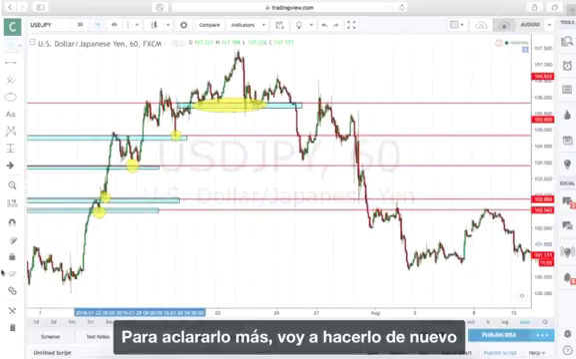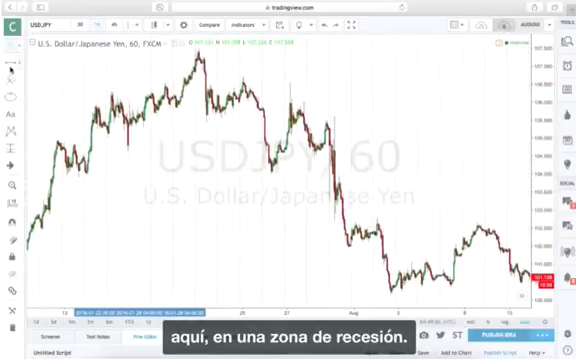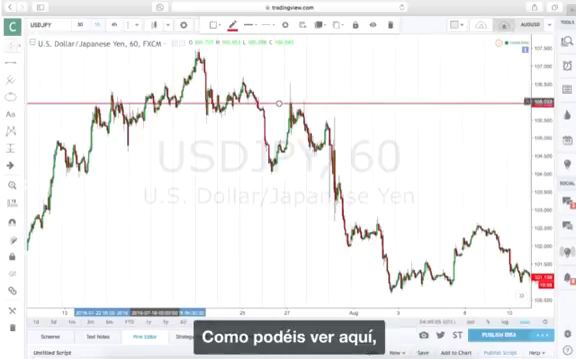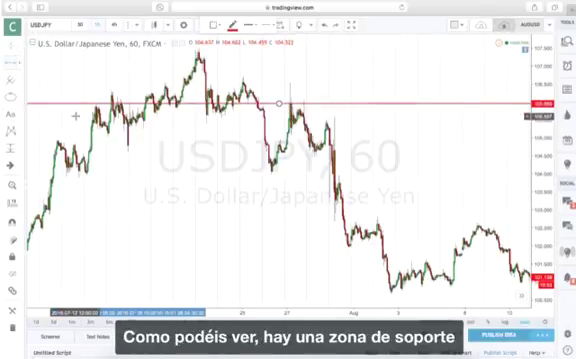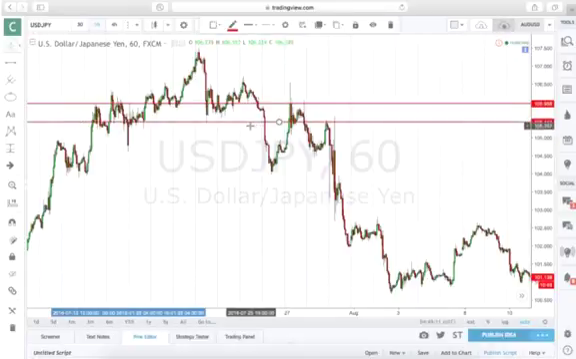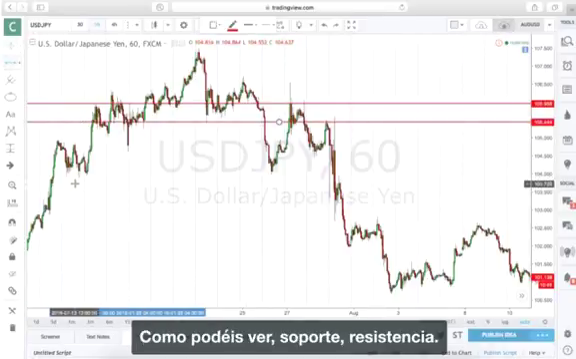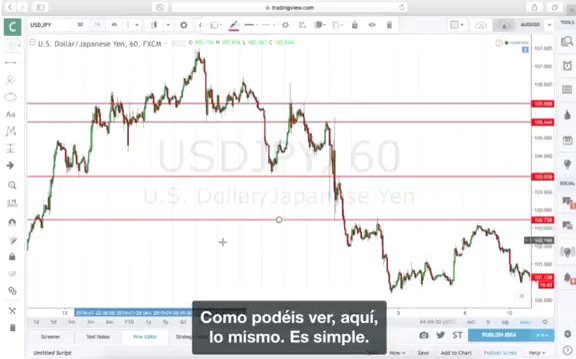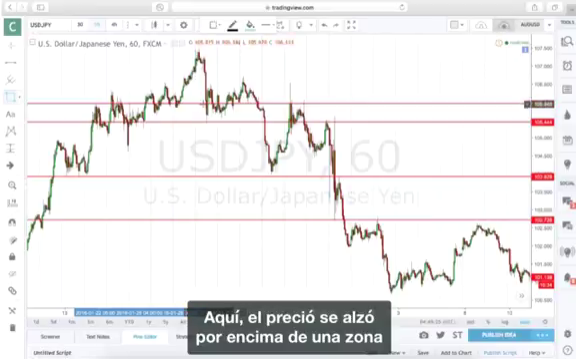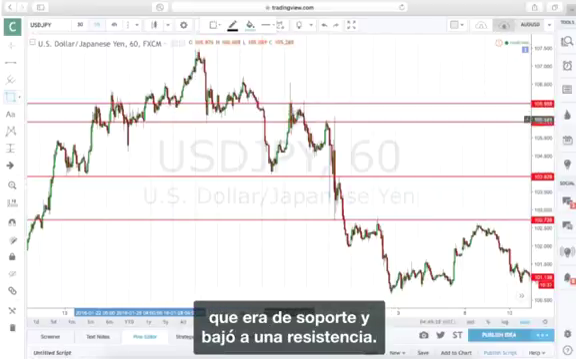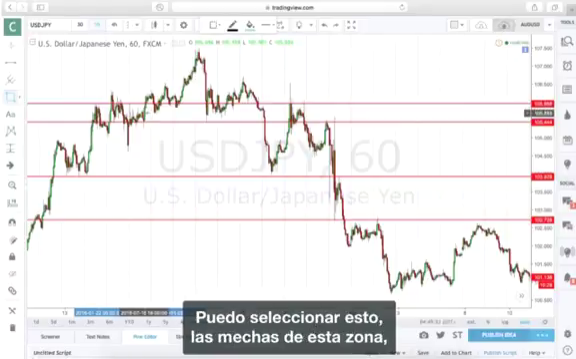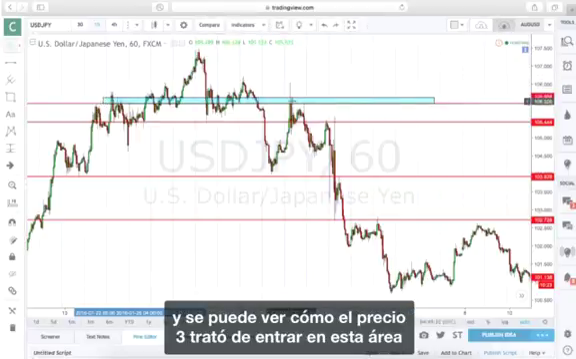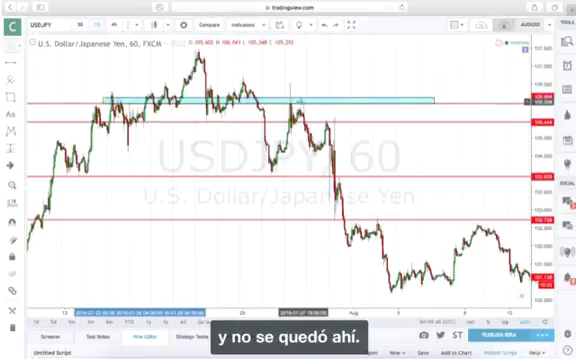To clarify even more, I'm going to do it again over here in a downtrend. As you can see here, area of support, now resistance. Here, support, resistance. Here, boom. So we'll keep it simple. Price broke an area that was once support and came up to test as resistance. I can draw this out from any wick along this area, and you can see how price literally tried to go into this area and it didn't stay in there.